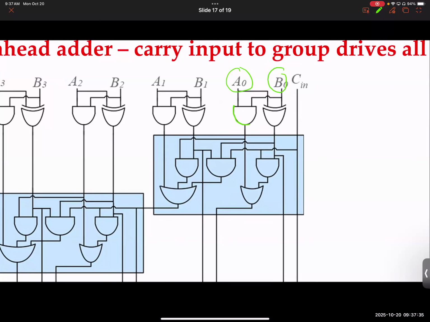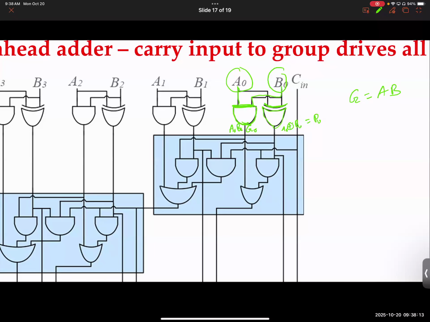Can anybody tell me what this logic gate is doing? Try to understand looking at the circuit. This is A0 and B0. This is an AND gate or OR gate? AND gate. What do you get here? A0, B0. Do you guys remember that generate signal was what? AB. So this is essentially your generate 0, G0, okay? What is this gate, folks? XOR gate, thank you. Notice this one. So this is essentially giving you A0 XOR B0, which is your propagate signal, P0, okay?